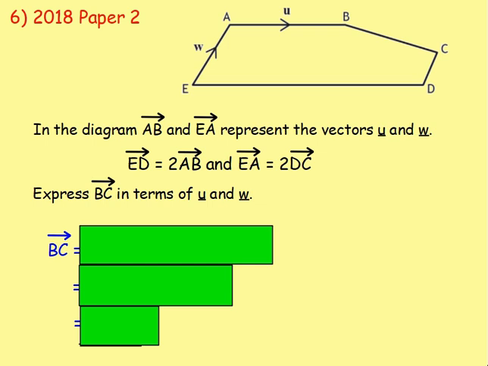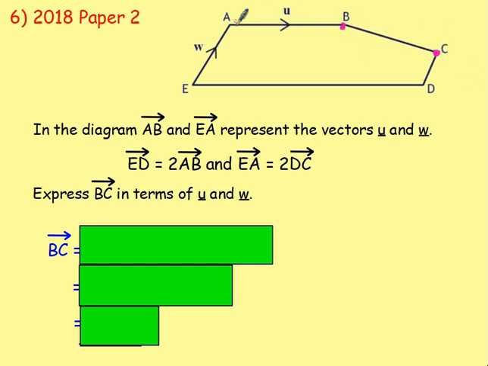With this next one, 2018 paper 2, in the diagram, AB, going from A to B, and EA, going from E to A, represent the vectors U and W. It tells us ED, going from E to D, is double the length of AB. So there is A to B. And it tells us EA, going from E to A, is twice the length of DC, going from D to C. Express BC, going from B to C, in terms of U and W. So, in order to go from B to C, that is what we are wanting to do.